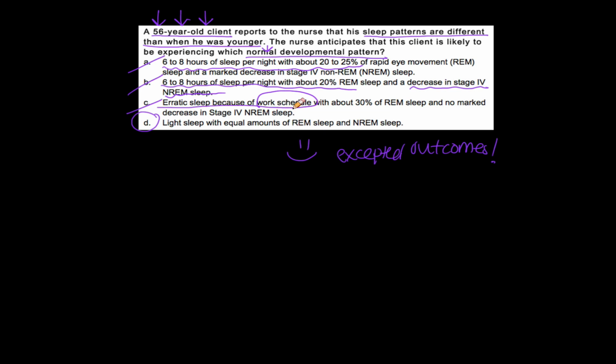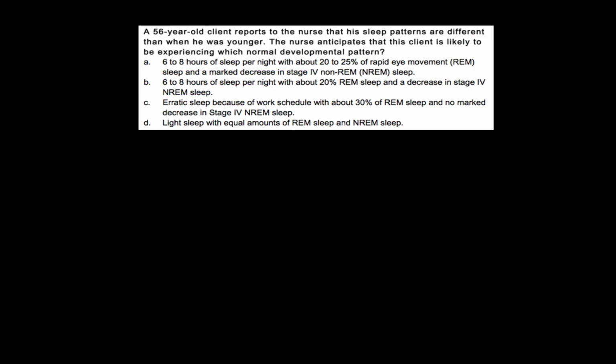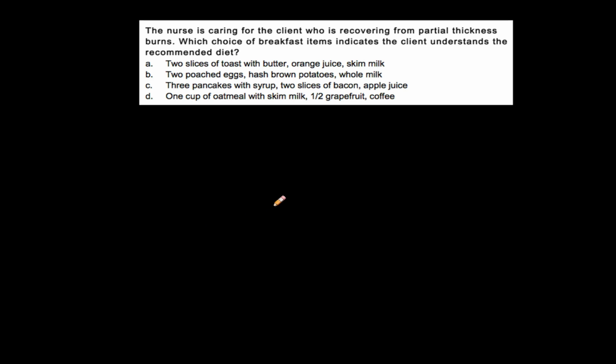Now, I got rid of this work schedule, option 1, because there's no information in this question that says anything about this client's work schedule. And I don't choose expected outcomes based off of just the developmental knowledge that we know that a 56-year-old client is going to have an erratic work schedule. So that's how we get rid of this option. This is a good example of how to work your way through a question when you really feel like you have no idea what's happening. So let's delete this and look at our next one.